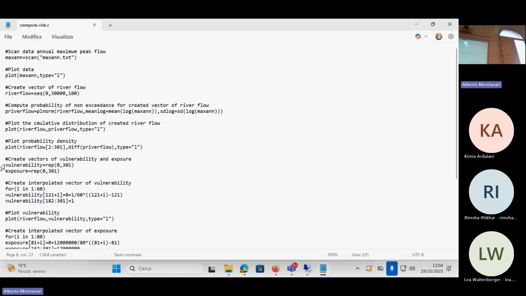Now you see here there is the creation of the vectors of vulnerability and exposure. They have to belong to 301. So first there is the repetition of 0. There is the creation of the vectors. Remember, when you want to assign values to a variable in R, you may avoid defining it. Usually in programming codes, keep it in mind, before using variables, it is common practice that you need to define them. In R, this is not needed for variables. For vectors, it is needed.